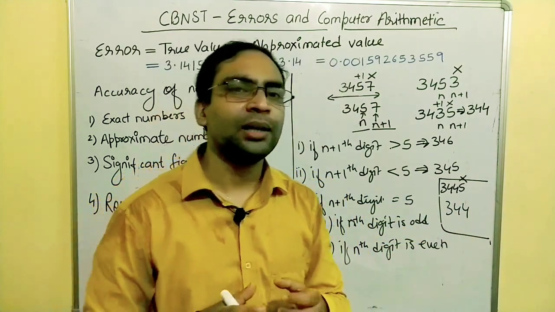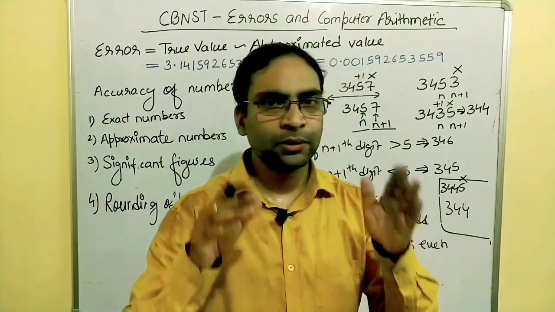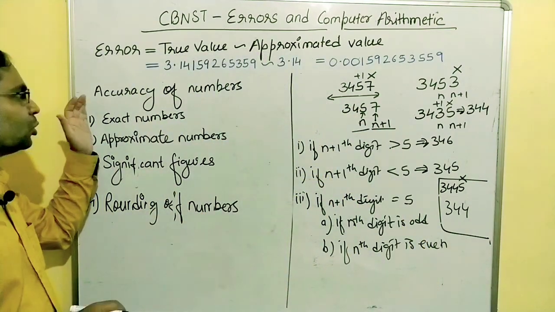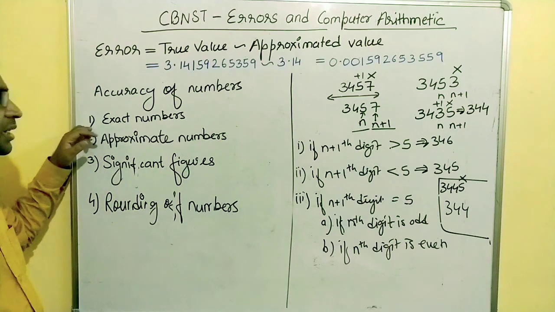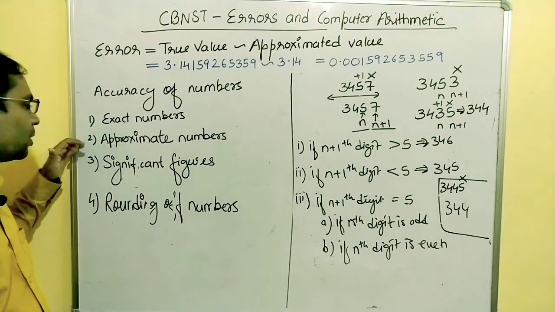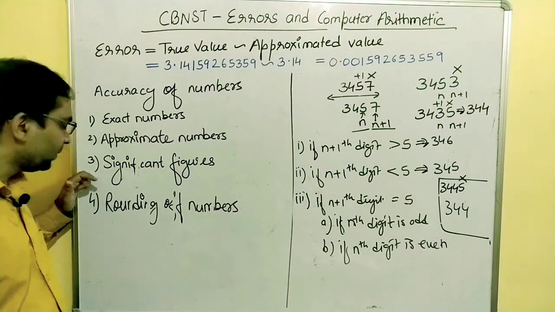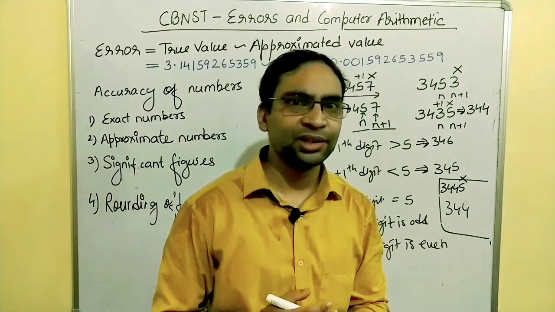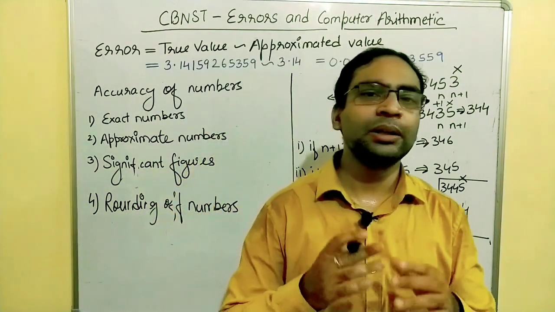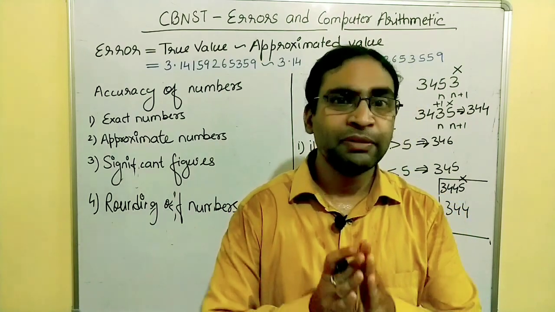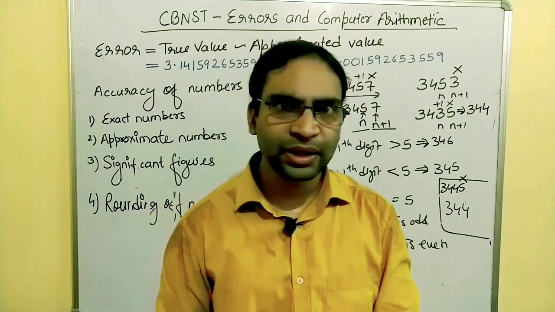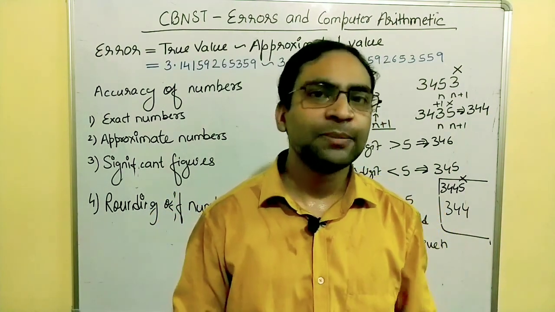So I hope you have understood all these concepts which we have talked about today. That is based on accuracy of numbers, exact numbers, what are exact numbers, approximate numbers, significant figures, and rounding off numbers. So that's it for today's lecture. In the next lecture, we will discuss more about errors. We will discuss sources of errors and types of errors.